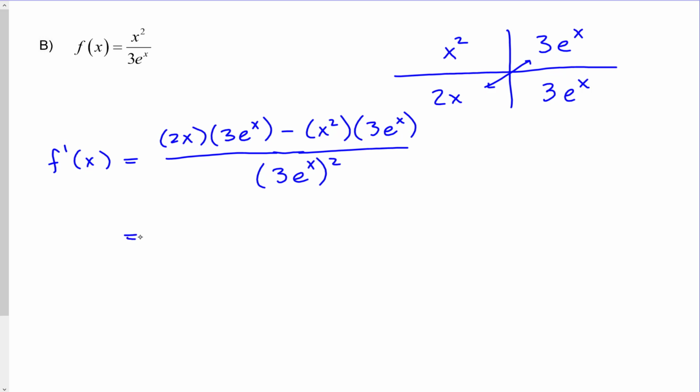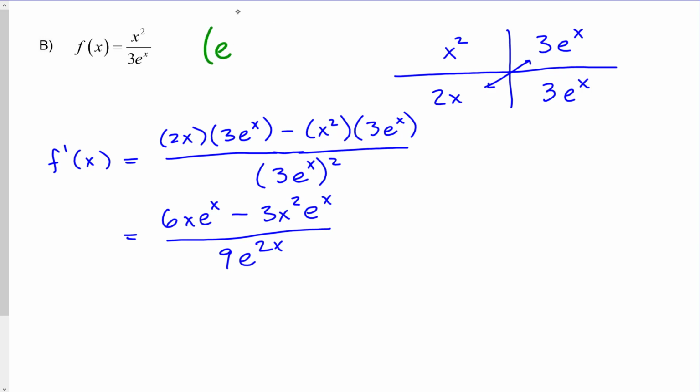Now, simplifying here, in the numerator, I've got factors 2 and 3 that can multiply and give me 6x e to the x minus 3x squared e to the x. And in the denominator, that would square out to 9e to the, it's technically going to be e to the x quantity squared, but that's the same thing as e to the x times e to the x, which reduces to e to the 2x. And that's why I wrote that as e to the 2x.